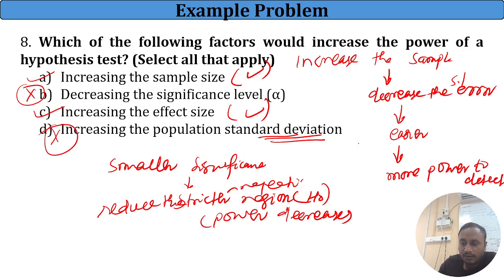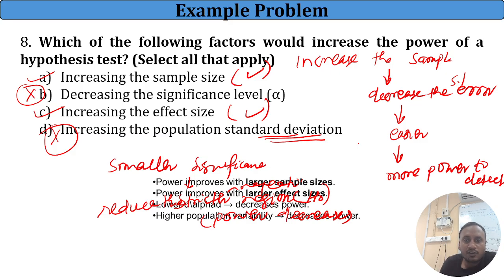Yes, sir. So power improves with a larger sample size. Power improves with a larger effect size. Lowering alpha decreases the power, and higher population variability again decreases the power. More variability means more noise, and we can't tell anything about it.